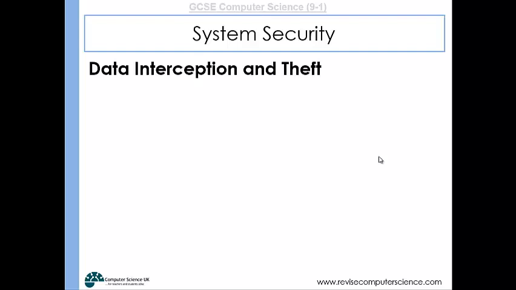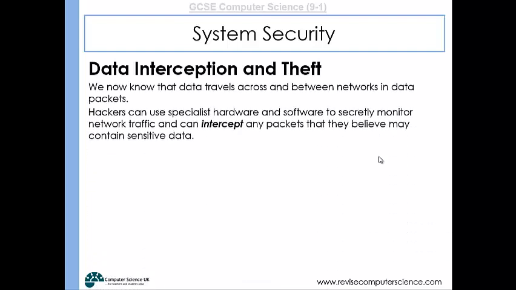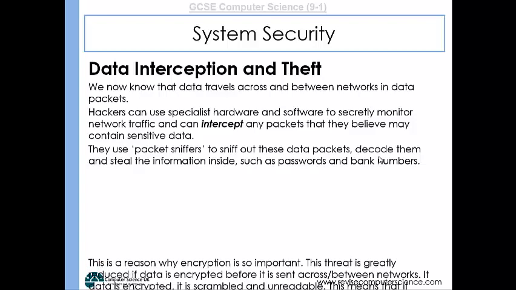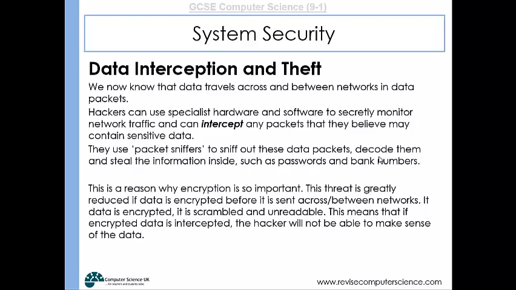Another threat is data interception. So often data is transferred across a network wirelessly, and it's fairly easy to intercept that data. But what isn't very easy is reading that data if it's been encrypted. So ensuring that all data that is transferred across a network is encrypted is really important, because otherwise criminals will use things called packet sniffers to sniff out data packets, decode them, and be able to steal passwords and bank numbers. But obviously if the data is encrypted, scrambled if you like, then it will be unreadable even if they were to intercept these data packets.